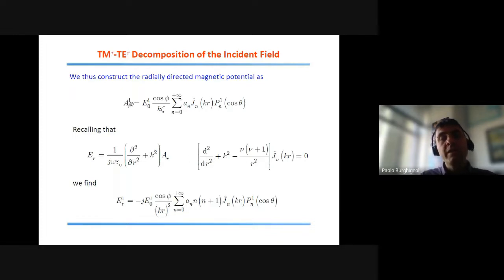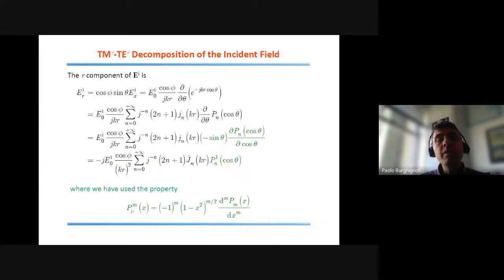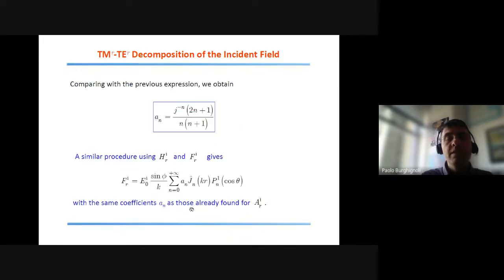Finally, by operating on the above expression for the potential, you are able to derive the bottom expression for the radial incident electric field, which can now be compared with the expression we derived in the previous slide. It has exactly the same form, but now here we see the appearance of these coefficients a sub n. So by equating this expression with the previous one, we are able to determine the exact values of the unknown coefficients. The expression is reported here in the box. It's a very simple ratio between numerical constants that depend on the order n.